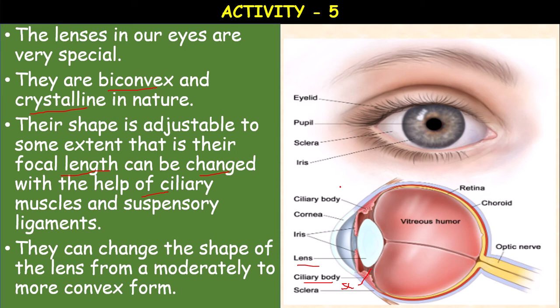As age progresses, two defects appear in the eye: one is myopia, and the second is hypermetropia. Myopia means short-sightedness, where the image forms in front of the retina. Sometimes it forms behind the retina. But in a healthy person, the image should be formed exactly on the retina.